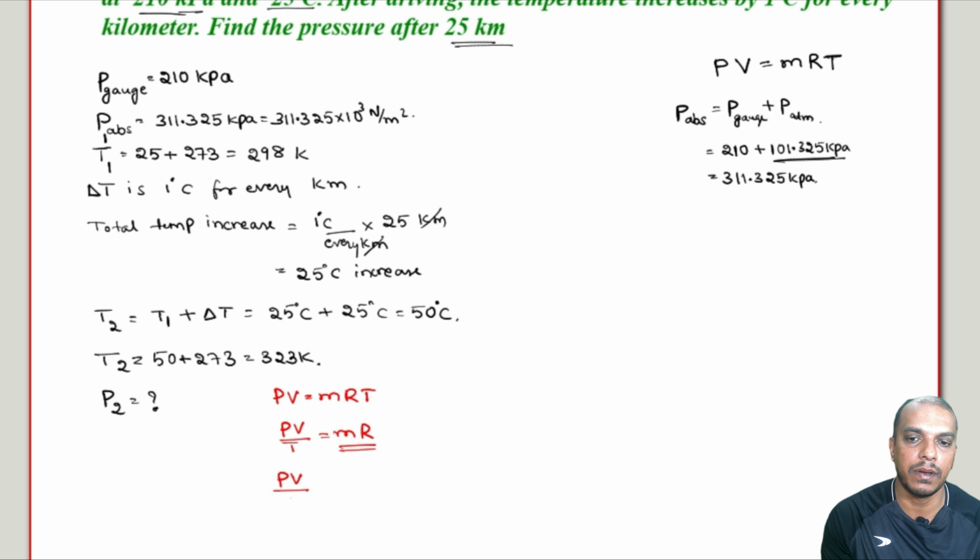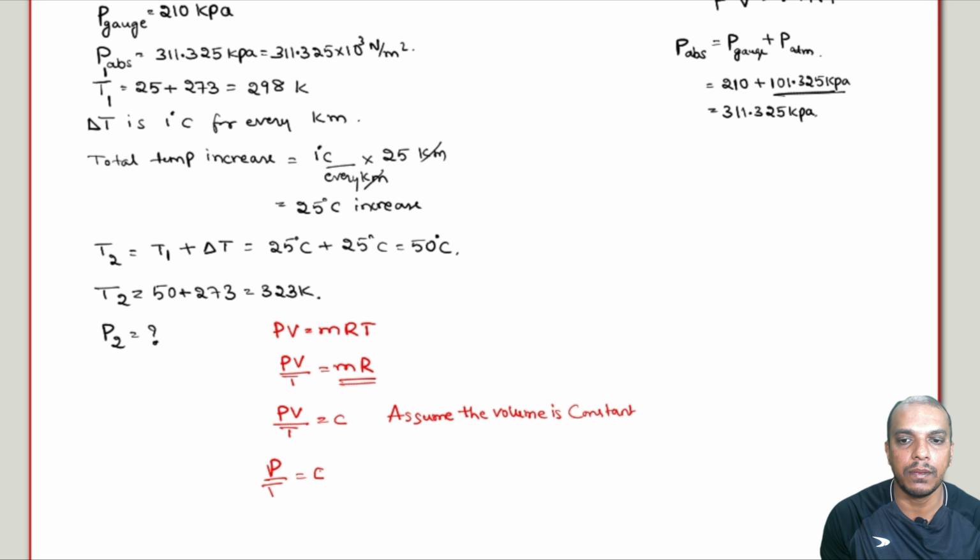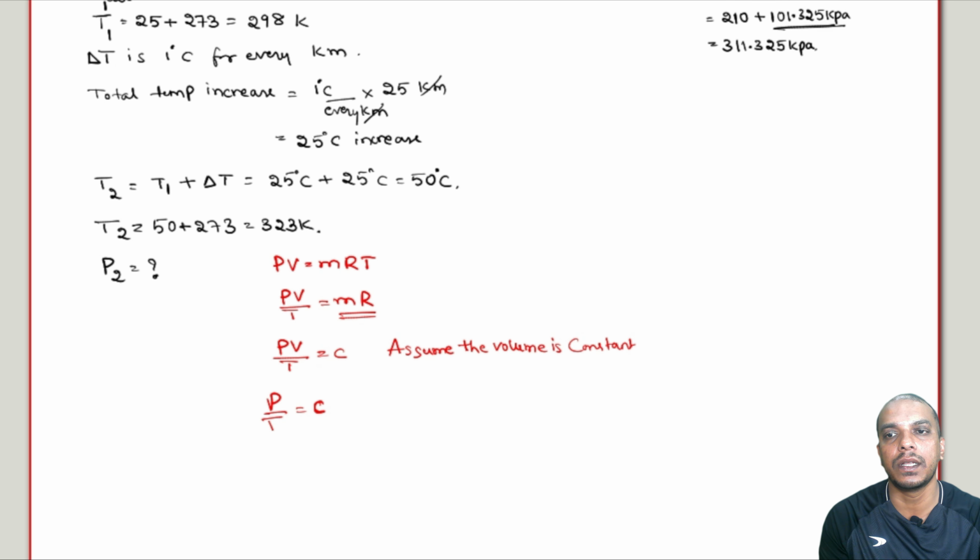And we are talking about a tire. So, we will have to assume the volume is constant. If it is not given, we will have to assume that volume is constant, otherwise we cannot solve this equation. So, P by T, volume goes to the right side, so P by T will be equal to a constant, which means P1 by T1 is equal to P2 by T2.